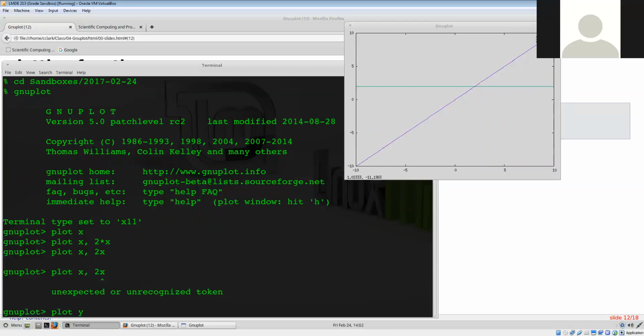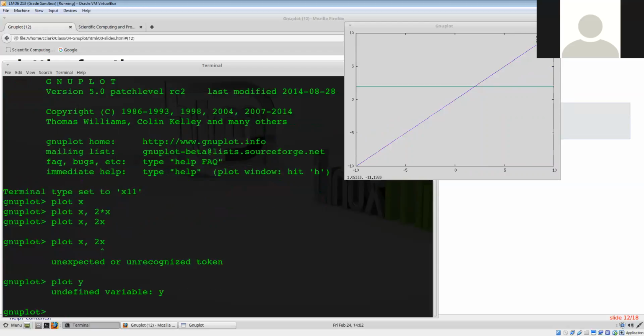If I try to plot something not using the x value, it's going to complain. In this case, it's going to complain about an undefined variable, right? Gnuplot does support 2-dimensional functions where you can have a function of x and y, and when you do that, it's not the plot command that you use, it's the splot command. When you do that, y will then be interpreted as the second independent variable.